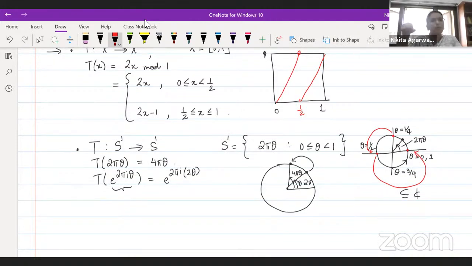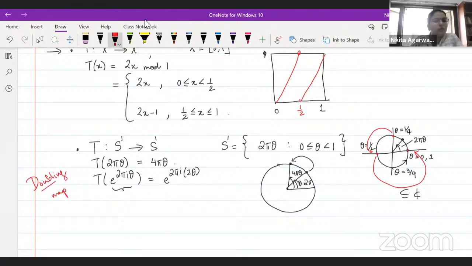But then there is this bottom part of the circle. What happens to that? It again wraps around the circle. So when you apply this map on the unit circle, the image is what? It is the unit circle, but the unit circle has now wrapped around itself twice, right? And this map is called doubling.